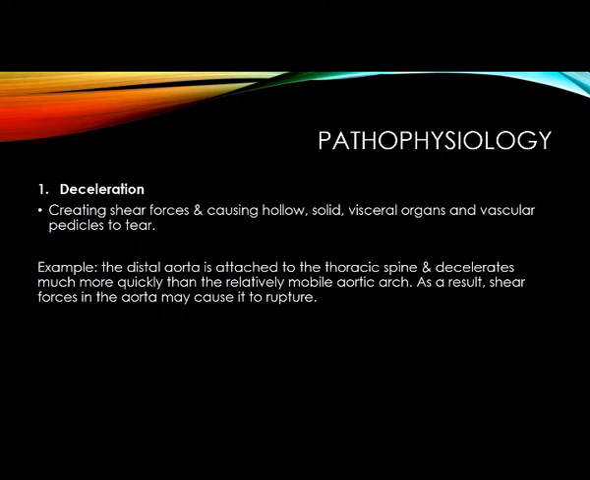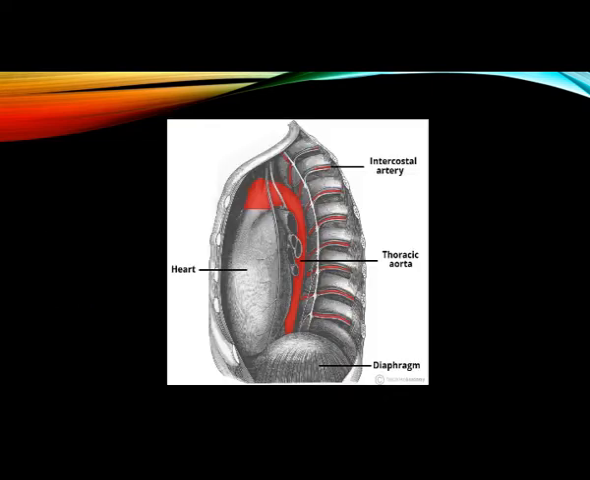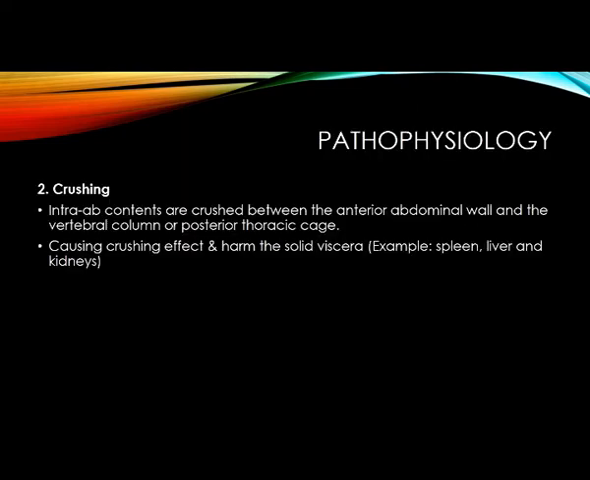For example, the distal aorta is attached to the thoracic spine and decelerates much more quickly than the relatively mobile aortic arch. As a result, shear forces in the aorta may cause it to rupture. For the crushing mechanism, intra-abdominal contents are crushed between the anterior abdominal wall and the vertebral column or posterior thoracic cage, causing a crushing effect and harming the solid viscera. For example, the spleen, the liver, and the kidneys.